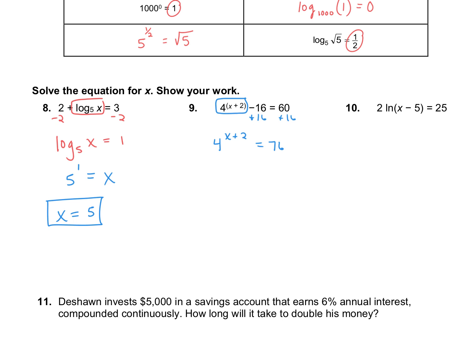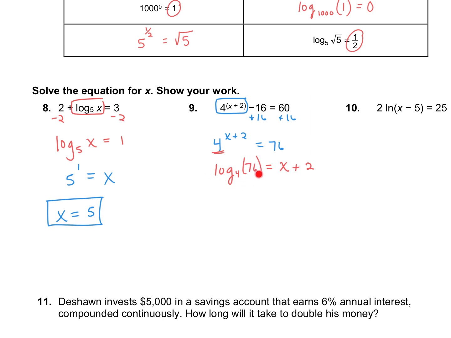Now if we want to get to x, which is up here, we have to switch forms. We're going to go into log form. So log, we need our base. This is what that 4 is. Log base 4 of something equals the exponent, and our exponent is x plus 2, and that's where the 76 goes. Log base 4 of 76 is equal to x plus 2.